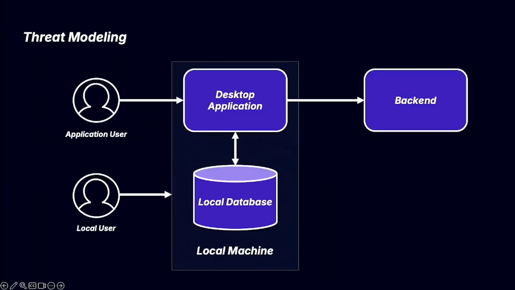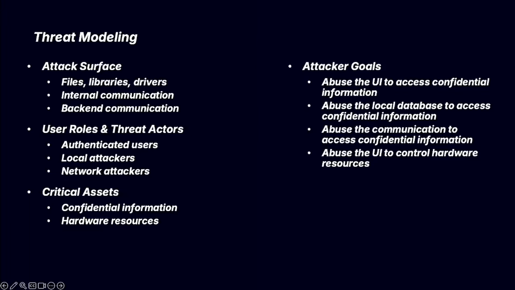If we want to make a diagram of that application, we can see a simple application with a local database running on a local machine. We can see how the application connects to the backend. And then we can see the application user interacting with the desktop application, and the local user interacting with the local machine. For our threat modeling, our attack surface will be files, libraries, and drivers, the internal communication between the application and the database, and the communication between the application and the backend.